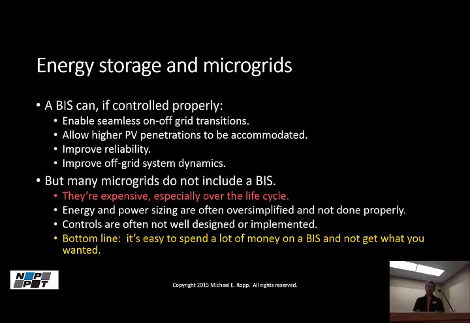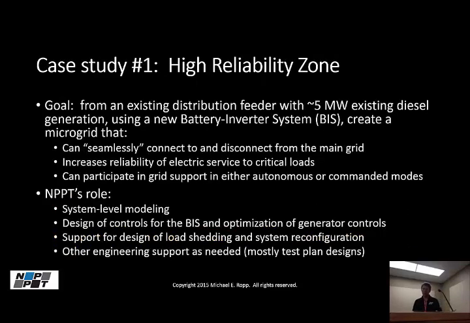I'm going to really quickly walk through one case study, which is a system we worked on not so long ago called the high reliability zone. This is a feeder that is going to be turned into a microgrid. So we're going to be able to intentionally island an entire distribution feeder. About 5 megawatts worth of load, approximately 5 megawatts worth of diesel generation, and certain critical facilities already existing on the feeder.